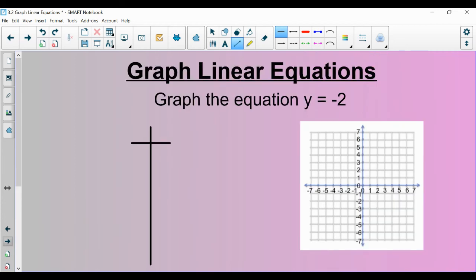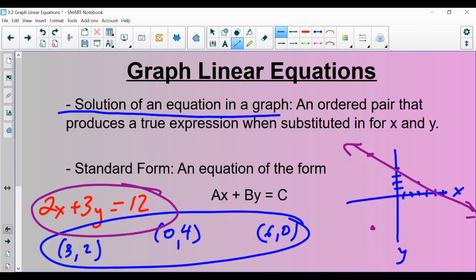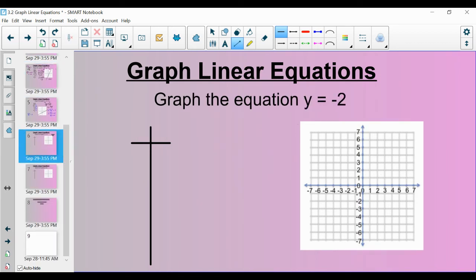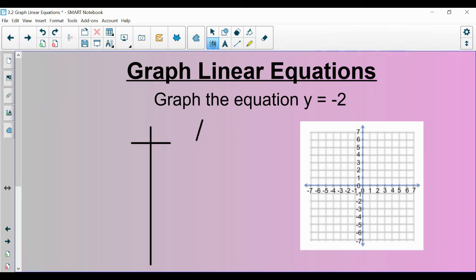These are going to be examples where it only tells you x equals a number or y equals a number. So remember back at the beginning, what we're doing is finding x, y values that make an equation true, right? 3, 2 made this equation true. 0, 4 made this equation true. Well, when we look at this example, the only thing that we know is that the y value is negative 2. What are some points where the y value is negative 2? Well, 0, negative 2, right? That's a point. The x value is 0 and the y value is negative 2.